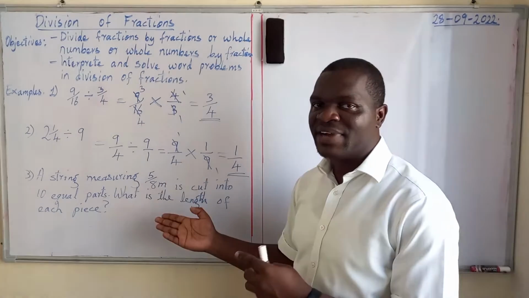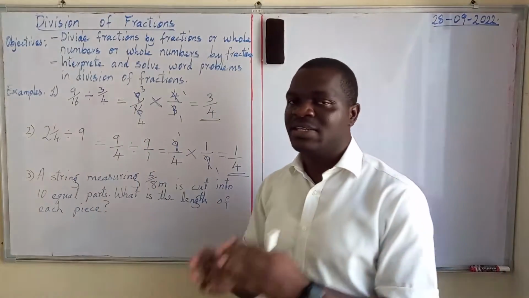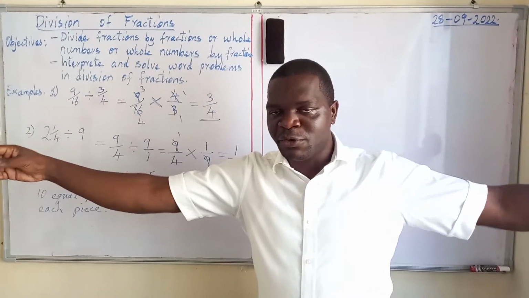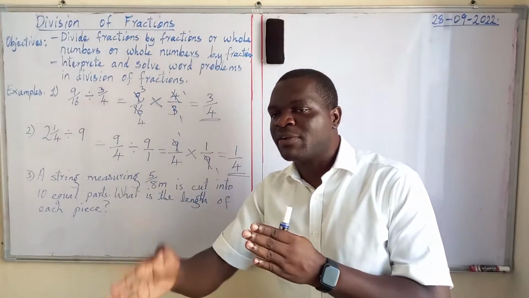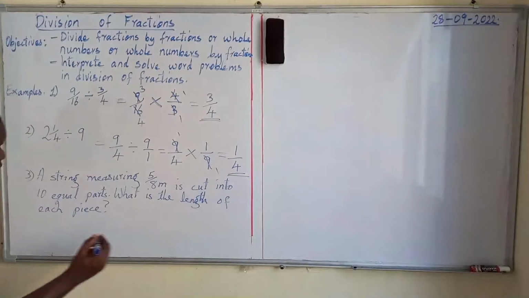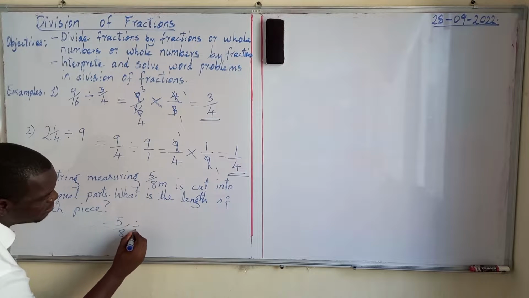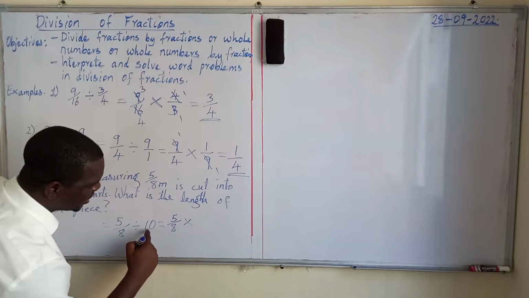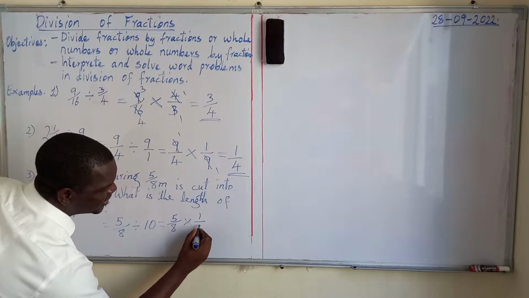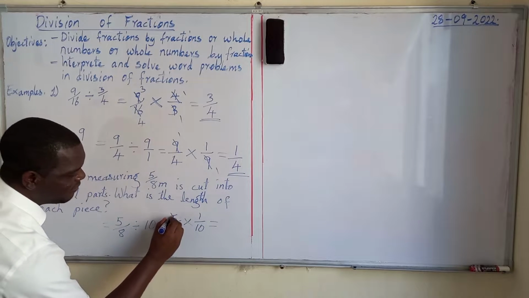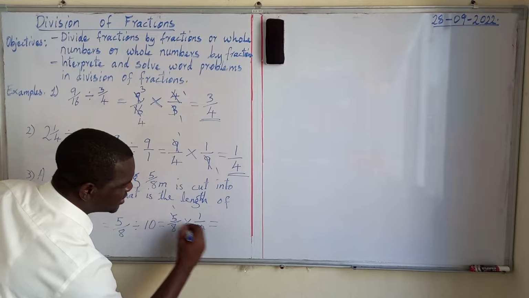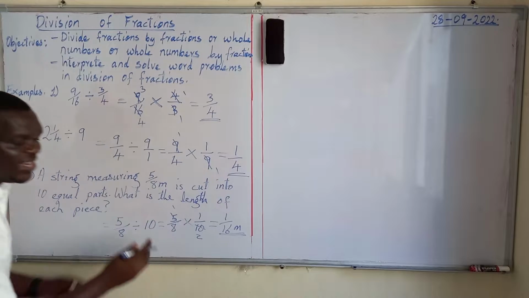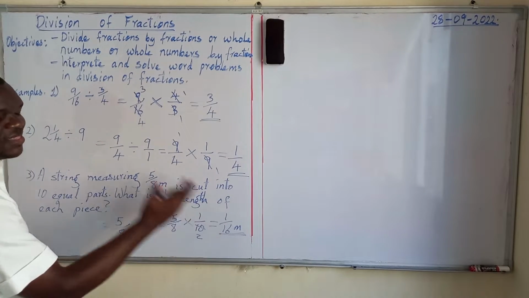So here we are simply dividing, but it is not dividing 10 by 5/8. It is dividing 5/8 by 10, because 5/8 is the length of the rope, and 10 represents the number of parts the rope is divided into. This will be equal to 5/8 divided by 10, which is the same as 5/8 times 1/10, where 10 is 10/1. We invert and simplify. 5 into 5 one time, 5 into 10 two times. And the answer will be 1 times 1, which is 1, and 8 times 2 is 16. So the length of each piece will be 1/16 meters.